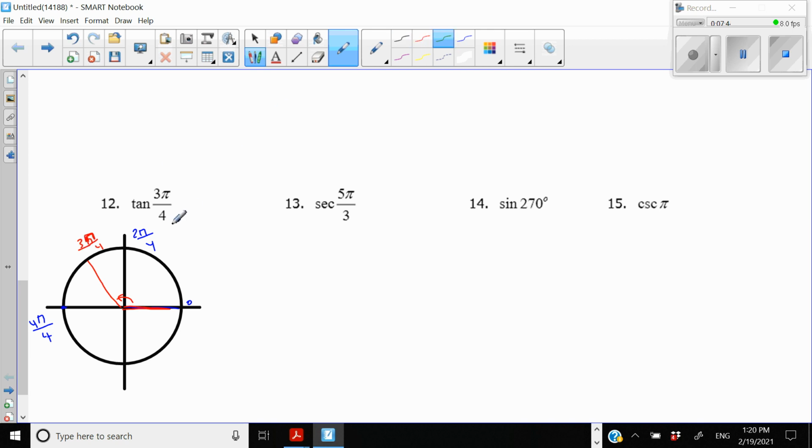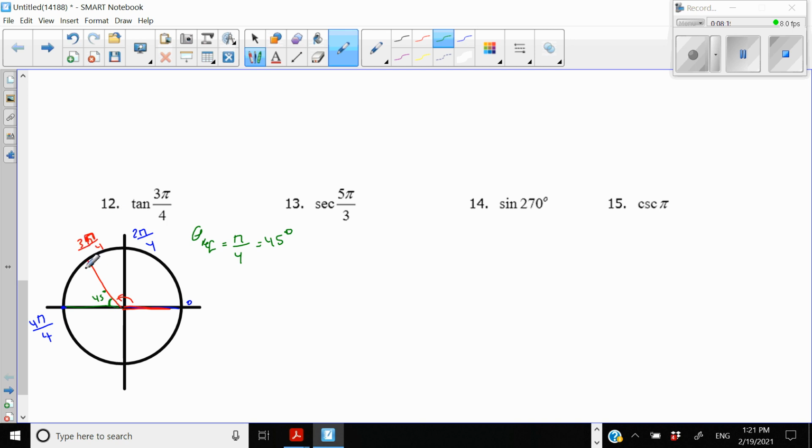To find tangent, I need to find a reference angle first. What is reference angle? It's the distance between the terminal side and the x-axis. So it's here. This is the reference angle. What is the measure of that? 4 pi over 4 minus 3 pi over 4. So theta reference is pi over 4, which is equal to 45 degrees. Okay, so this is 45 degrees.